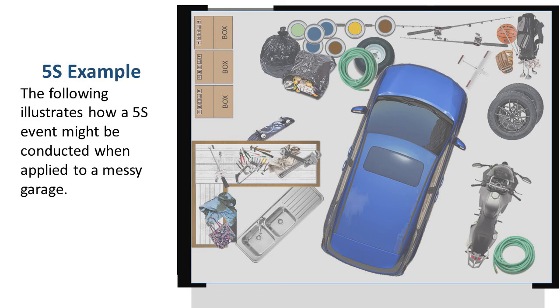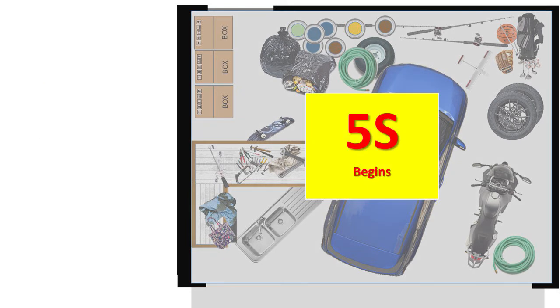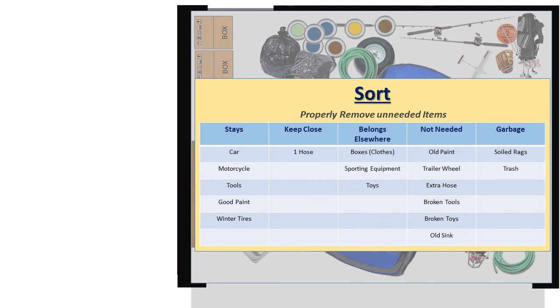The following illustrates how a 5S event might be conducted when applied to organizing a garage. As you can see, the current condition of the garage is disorganized, inefficient, and certainly not a good work environment. And so, 5S begins. When sorting, each item in the work area will be placed in one of the following categories. Item stays in the work area. Item is kept close to the work area, the item belongs somewhere else, the item is not needed, or the item needs to be placed in the garbage.